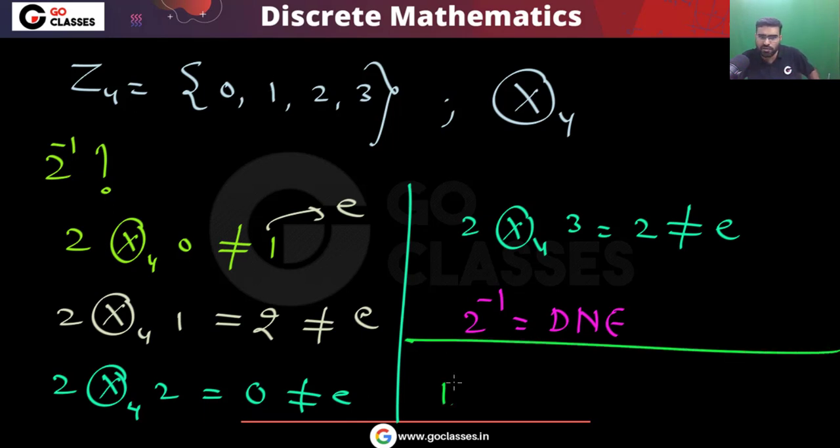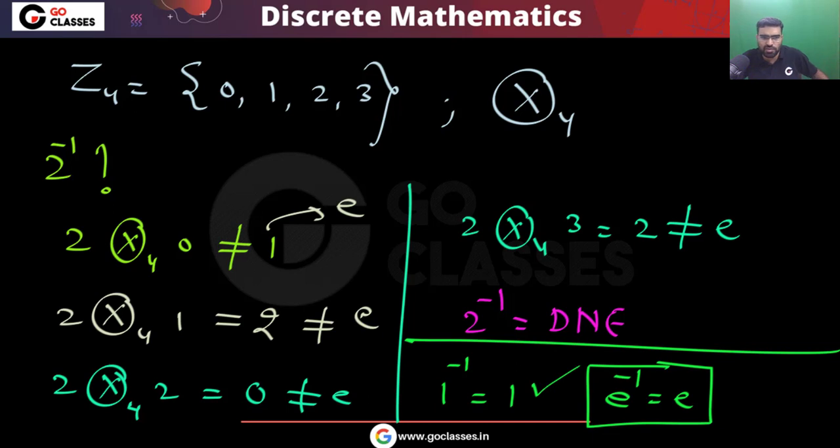For example, what is 1 inverse? Yes, this is the identity element. The inverse of the identity element is always the identity element, as we already know. So yes, 1 inverse is equal to 1. What is 3 inverse? You can check: 3 inverse will be equal to 3.